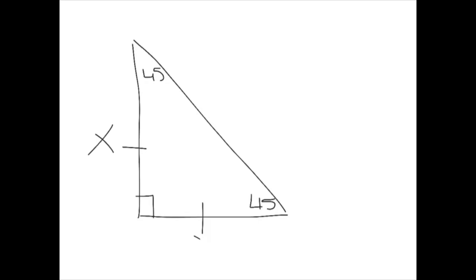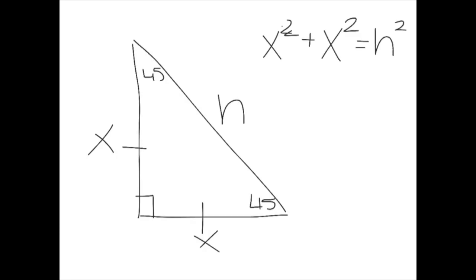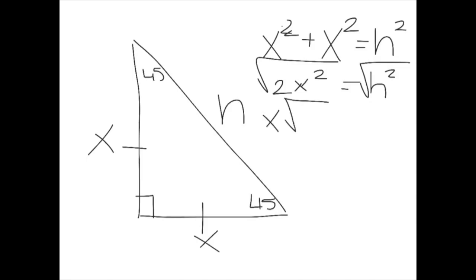Let's call these sides x and h for our hypotenuse. To find h, we can use Pythagorean theorem. So x squared plus x squared equals h squared. Combine like terms and get 2x squared equals h squared. Radical both sides and get x radical 2 equals h. So this would equal x radical 2.